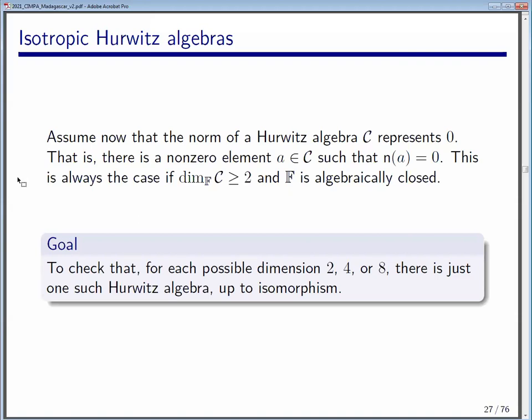Well, I want to prove that this is the only example in dimension 4 up to isomorphism. So if you take any 4-dimensional isotropic Hurwitz algebra, it is isomorphic to the algebra of 2 by 2 matrices with the determinant as the norm. Okay? So this is the goal, to check that there is only one possibility in each dimension. Actually, I will essentially prove it in dimension 8 because in other dimensions it's easier. And so once you see what happens in dimension 8, everything follows in other dimensions.